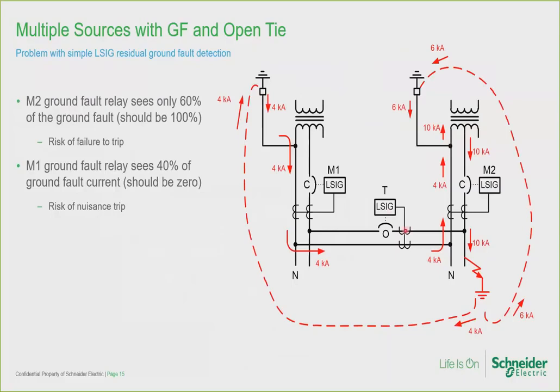So since the tie breaker is open and these 2 transformers are not operating in parallel, the fault current has to return by whatever path it takes back to source 2 here. And here we have 2 paths. So I just want to describe those 2 paths.